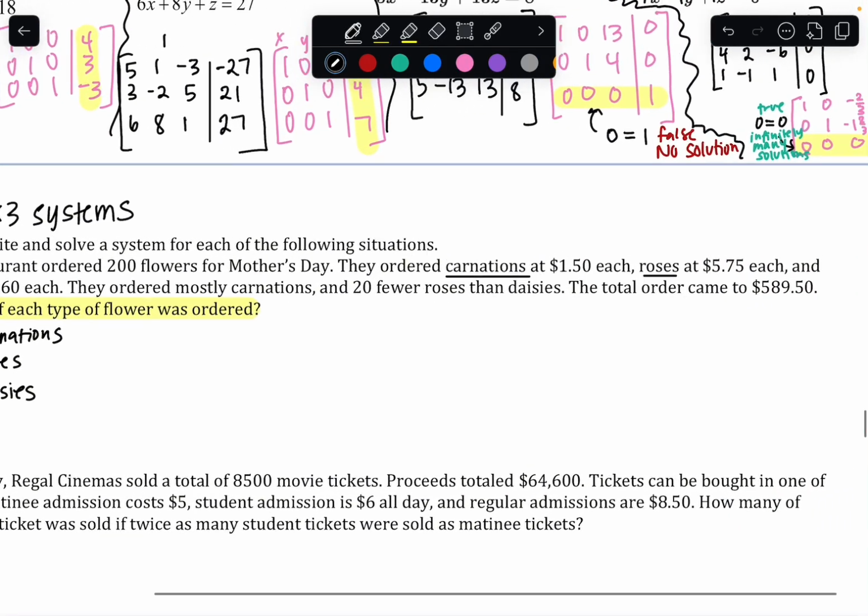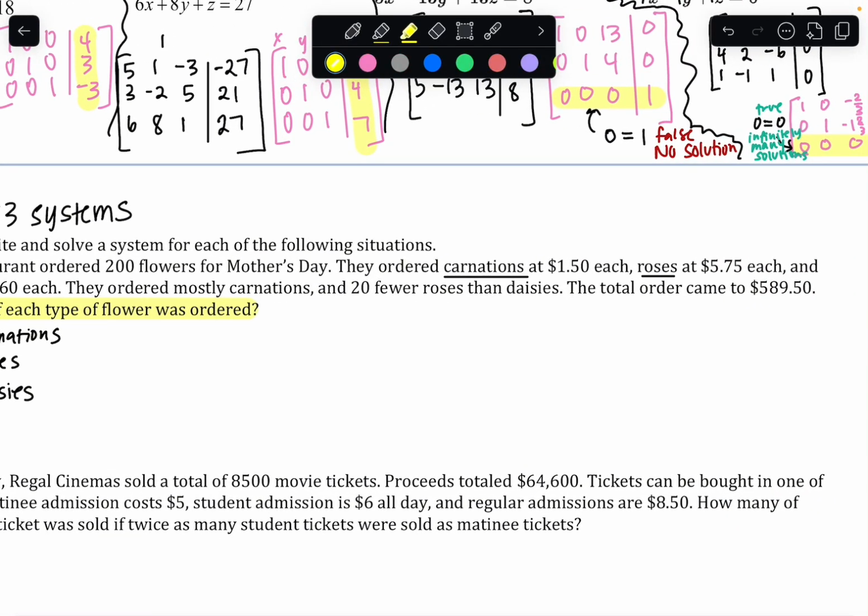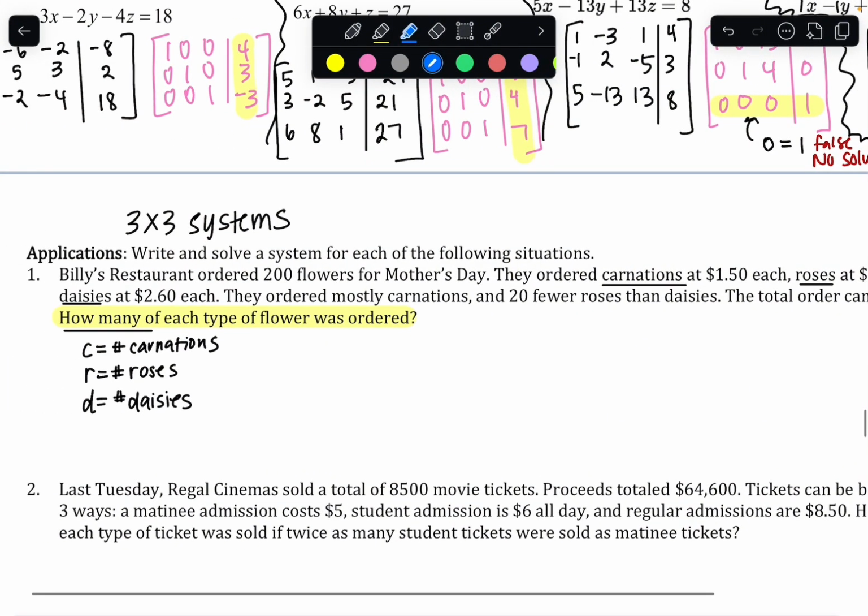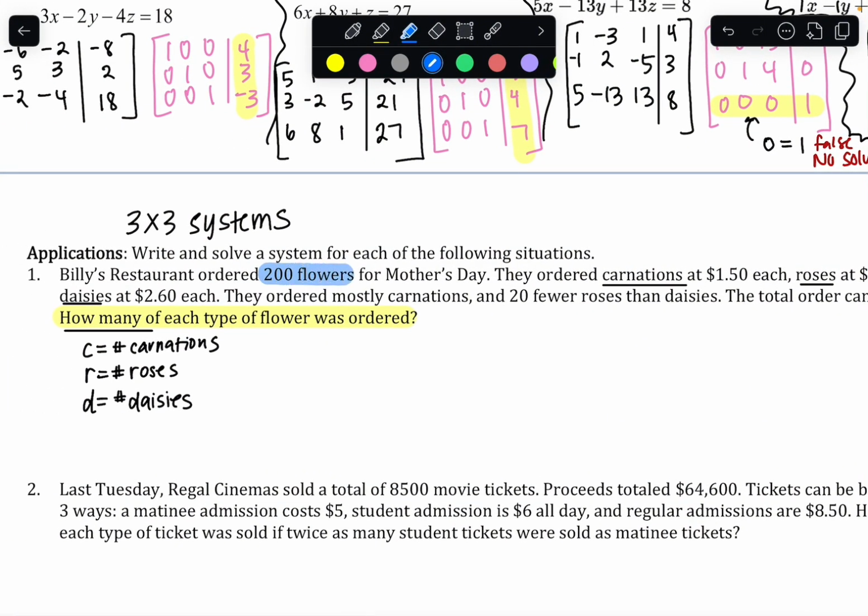And we have one sentence that tells us the total number of flowers. It says there's a total of 200 flowers. And so that means if I add C plus R plus D, I'm going to get a total of 200 flowers.